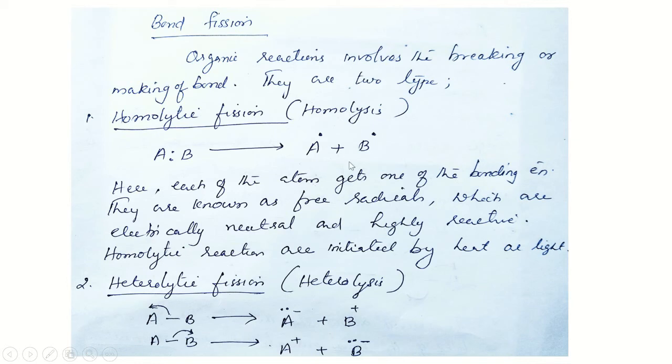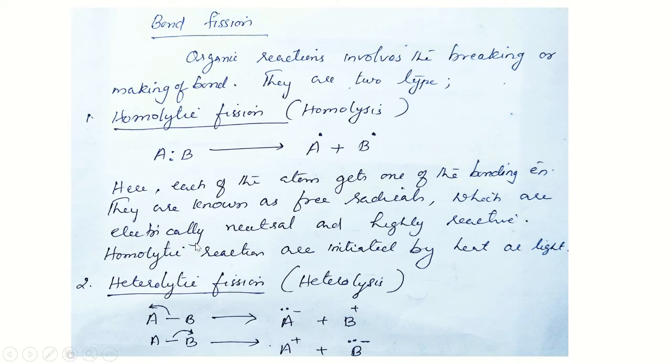These free radicals are highly reactive and they are electrically neutral. It can be initiated by either light or heat. Homolytic fission is the most common mode of fission in the vapor phase. They are usually initiated by light or heat, as I said earlier, and these radical pairs are electrically neutral.